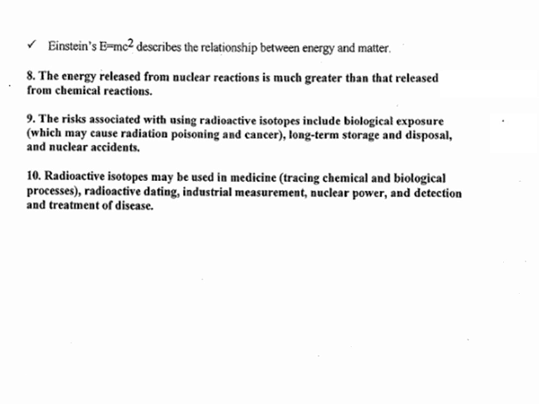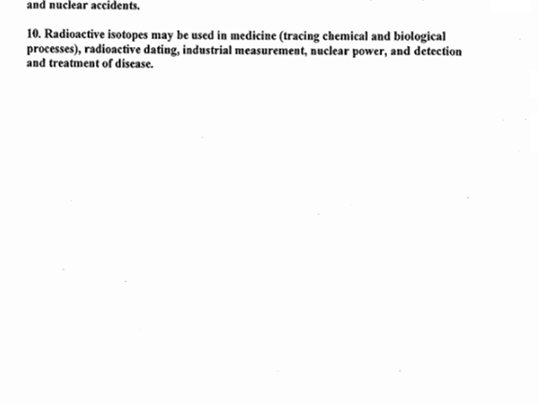The energy released from a nuclear reaction is much greater than from a chemical reaction. Nuclear reactions have risks, which could include radiation poisoning and cancer. There's also the issue of long-term storage and disposal, and not to mention nuclear accidents. And we should know some of the uses of radioactive isotopes, which include medicines, tracers, and radioactive dating. So really, we're supposed to know cobalt-60 is used for cancer treatment, and iodine-131 is used for the diagnosis and treatment of the thyroid.